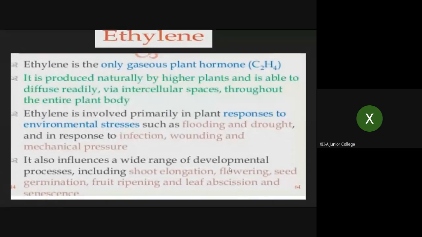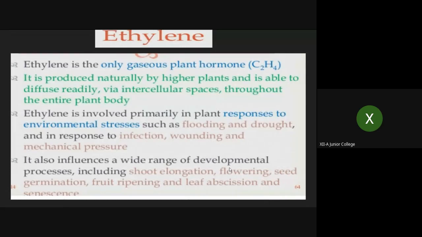Its action is then infection, wounding, and mechanical pressure. In all these environmental stress factors, this is very important. It influences a wide range of developmental processes, including shoot elongation, flowering, seed germination, fruit ripening, and leaf abscission and senescence. See, it is related to senescence, then abscission.